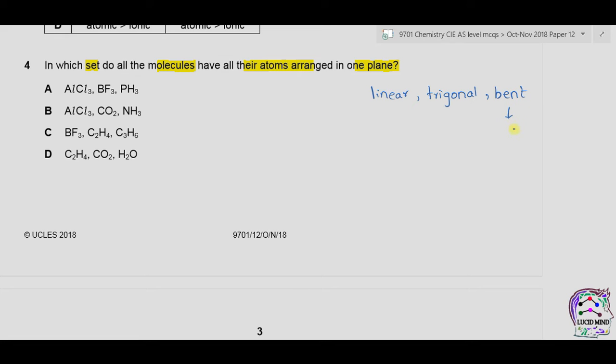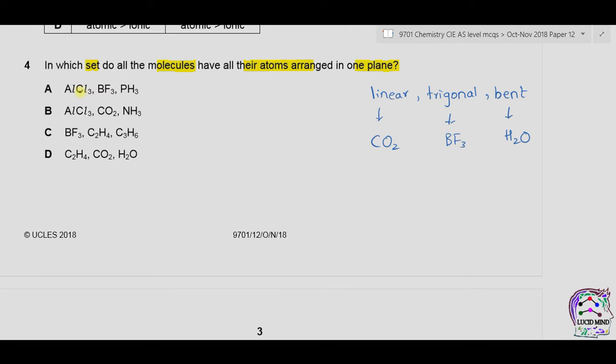In bent structure we have an example of water. In trigonal we have example of BF3. In linear we have example of CO2. Other than these given structures, the atoms are not arranged in one plane.